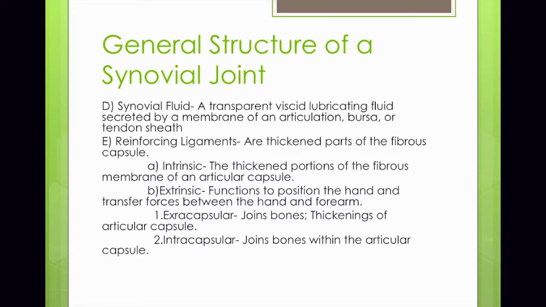Other general structures of a synovial joint. Synovial fluid is a transparent, viscid, lubricating fluid secreted by a membrane of an articulation, bursae, or tendon sheath. Reinforcing ligaments are thickened parts of the fibrous capsule. Intrinsic, the thickened portions of the fibrous membrane of an articular capsule. And extrinsic, which function to position the hand and transfer forces between the hand and forearm. Extracapsular joins bones, thickenings of articular capsules, and intracapsular, which joins bones within the articular capsule.